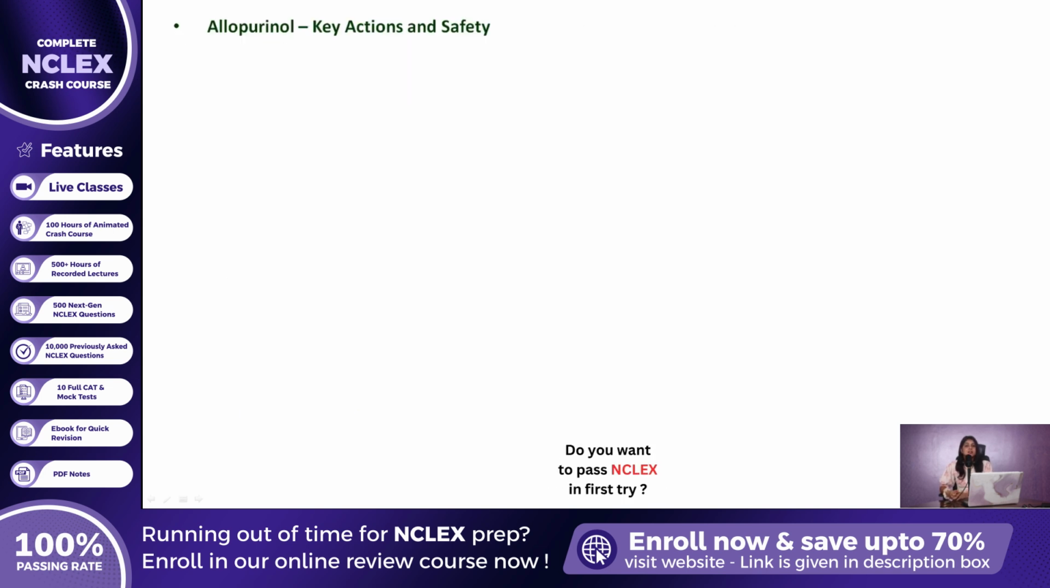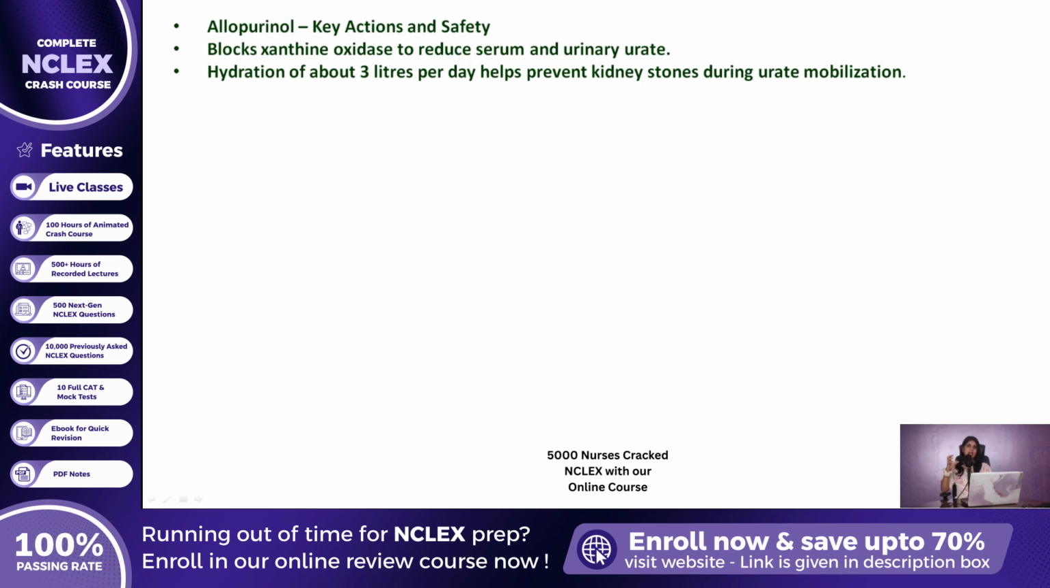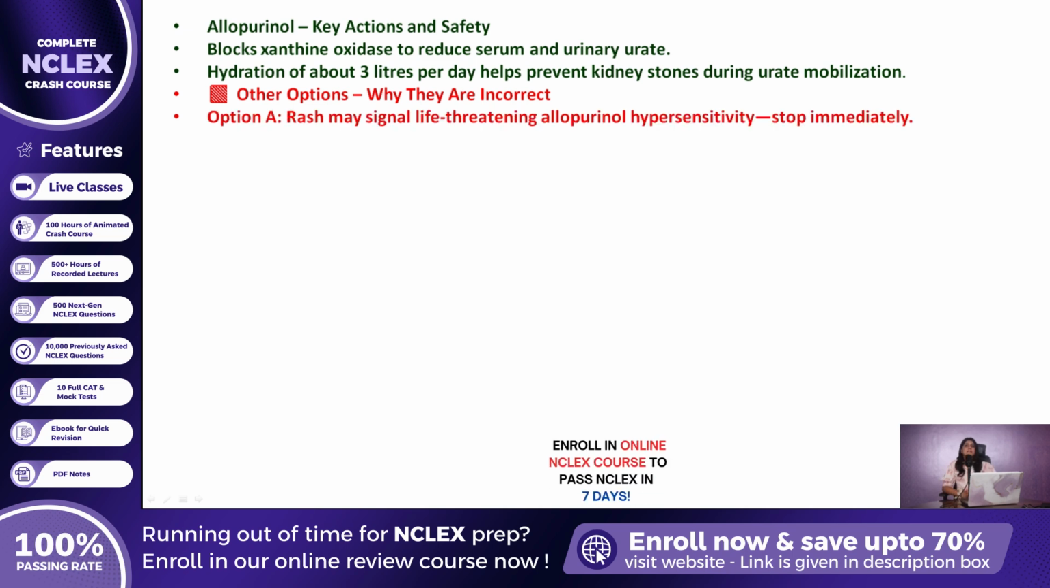Option D is correct because allopurinol blocks xanthine oxidase, steadily reducing serum and urinary urate, and generous hydration of about 3 liters daily dilutes urinary uric acid and xanthine, helping to prevent crystal precipitation and kidney stone formation while tissue stores shift during early therapy. Turning to the other responses, option A is unsafe because even a seemingly mild rash may signal allopurinol hypersensitivity syndrome, a potentially fatal reaction that demands immediate discontinuation and urgent evaluation rather than continued use.